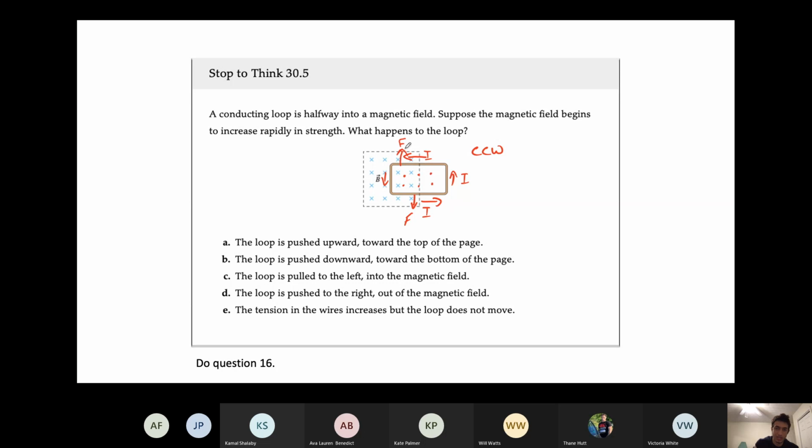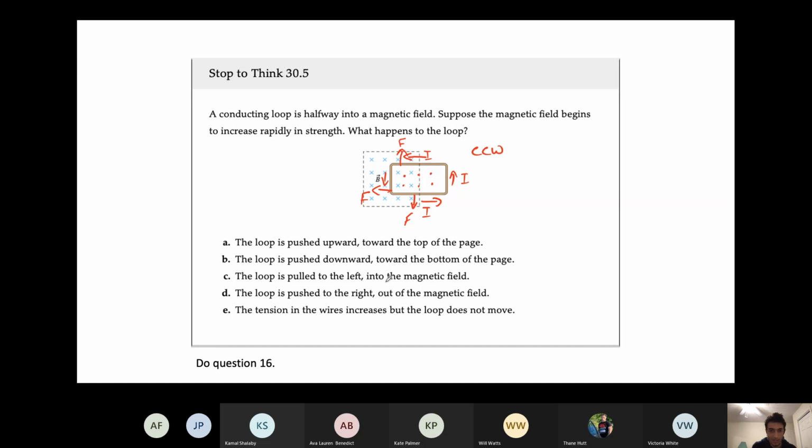Now let's look at those two sides. This side doesn't have a magnetic field in it, so we can just ignore anything acting on it. So the only thing remaining is this part. Here we have the magnetic field, the current is pointing down, and the magnetic field is pointing out. So that means the force is to the left. So simply, overall, we have a force to the left. So the loop will be pulled to the left.